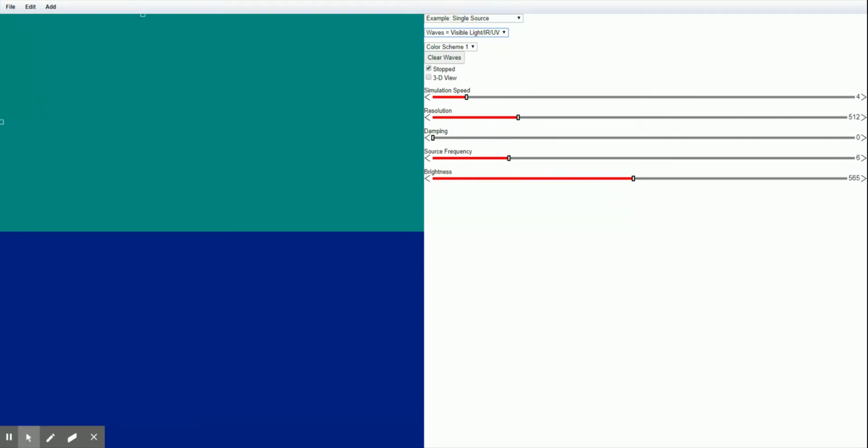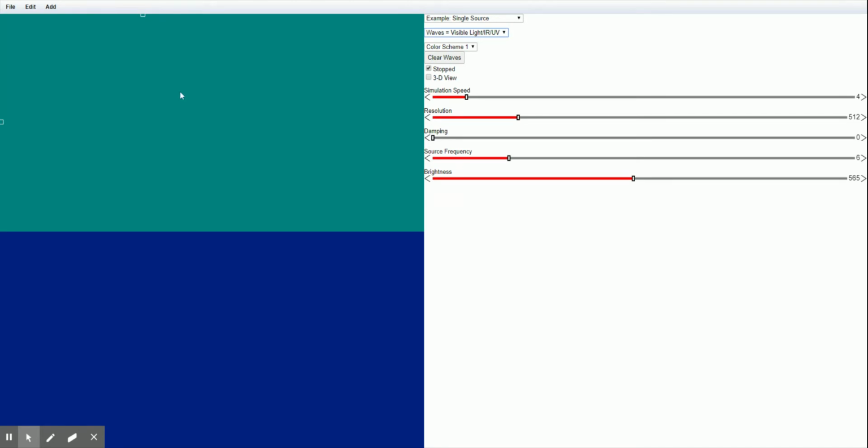To help us with two-dimensional and three-dimensional visualizations of refraction, I pulled up this simulation that I found. I know it says visible light, infrared, UV here, but for our purposes, let's pretend that this is deep water and this is shallow water. We know that water waves move more slowly in shallower settings, and that the wavelength is going to change accordingly.